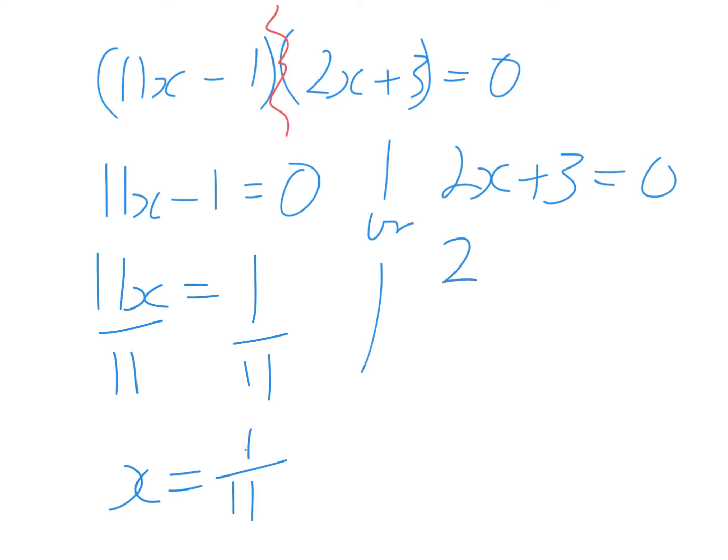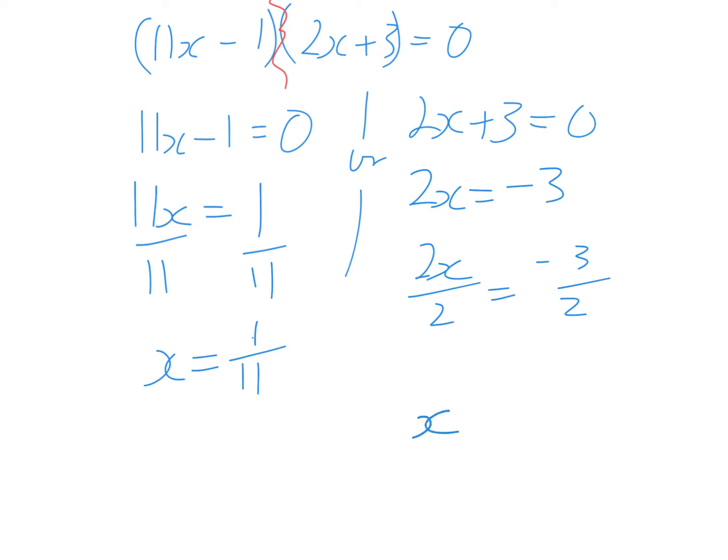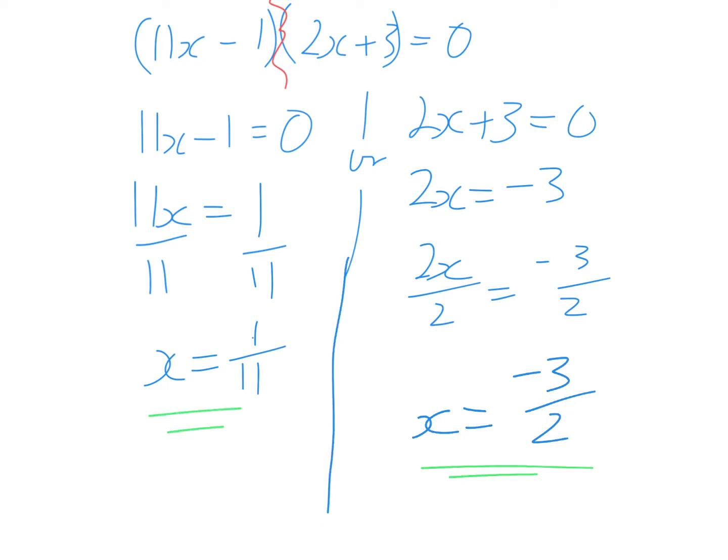On the right hand side, keep the 2x on the left, bring the 3 over, and it becomes a minus 3. Then we want to get rid of the 2, so divide both sides by 2. And that leaves us with x, because the 2's cancel, is equal to minus 3 over 2. So again here we've got two solutions, which is pretty normal for a quadratic equation. Next we're going to get on to our first example of a quadratic trinomial.